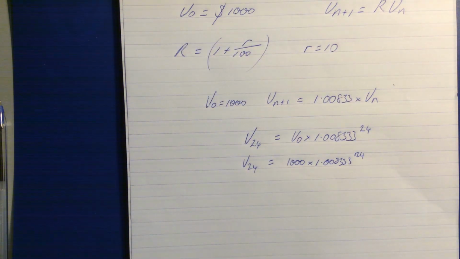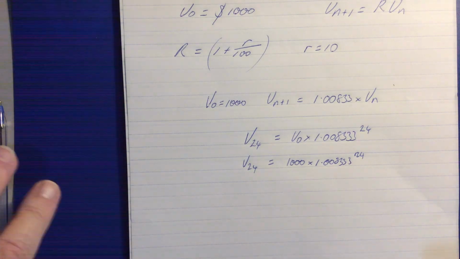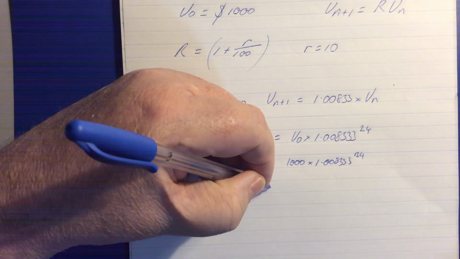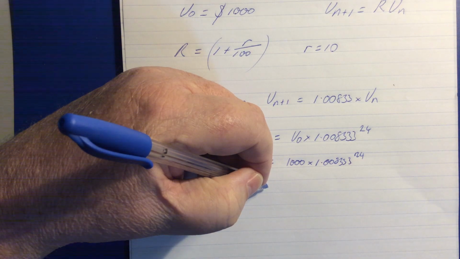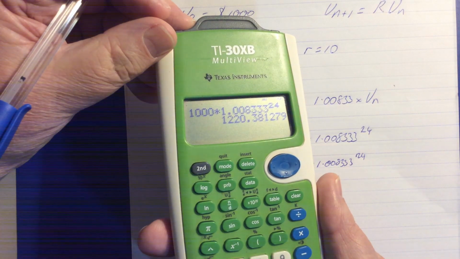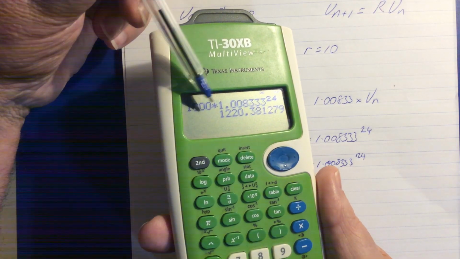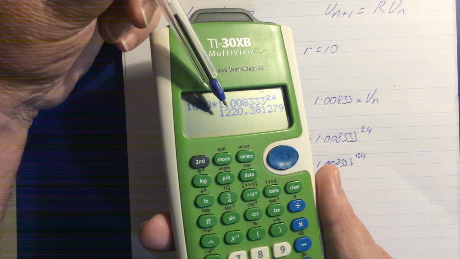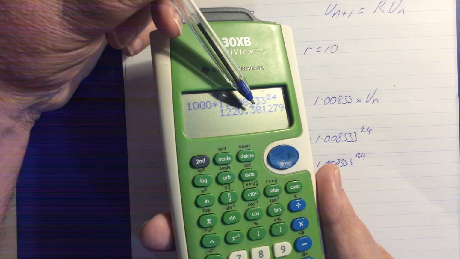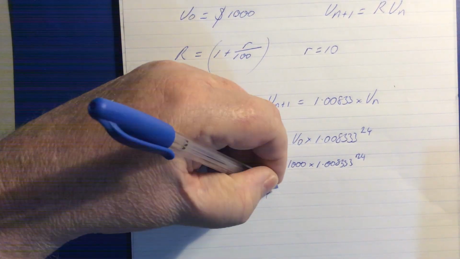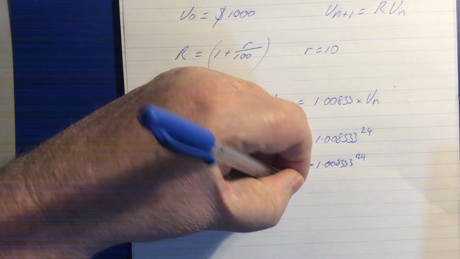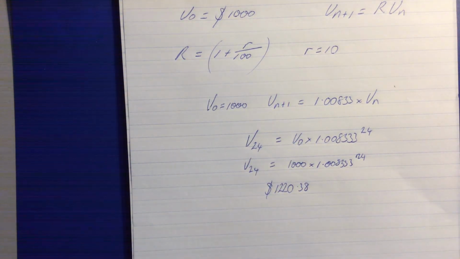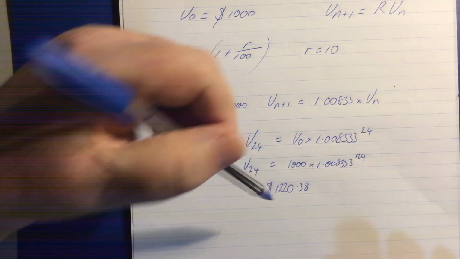And when I push go, the answer that I get is $1,220.38. Again, I hope you can see that. So there's the calculation. 1,000 times 1.00833 to the power of 24, and it equals 1220.38. Now, it's not in the question, but if you were asked, how much interest did you earn?